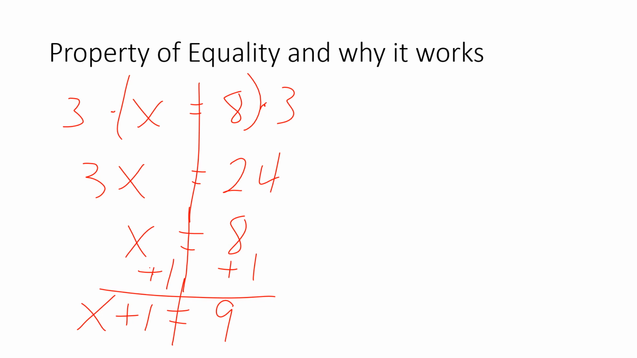So property of equality, as a reminder, is if you do something to one side, you must do it to the other, and it doesn't change the equation proportion, it just simply changes the quantity. So you can multiply, divide, add, or subtract, but it's still equal if you do it to both sides.